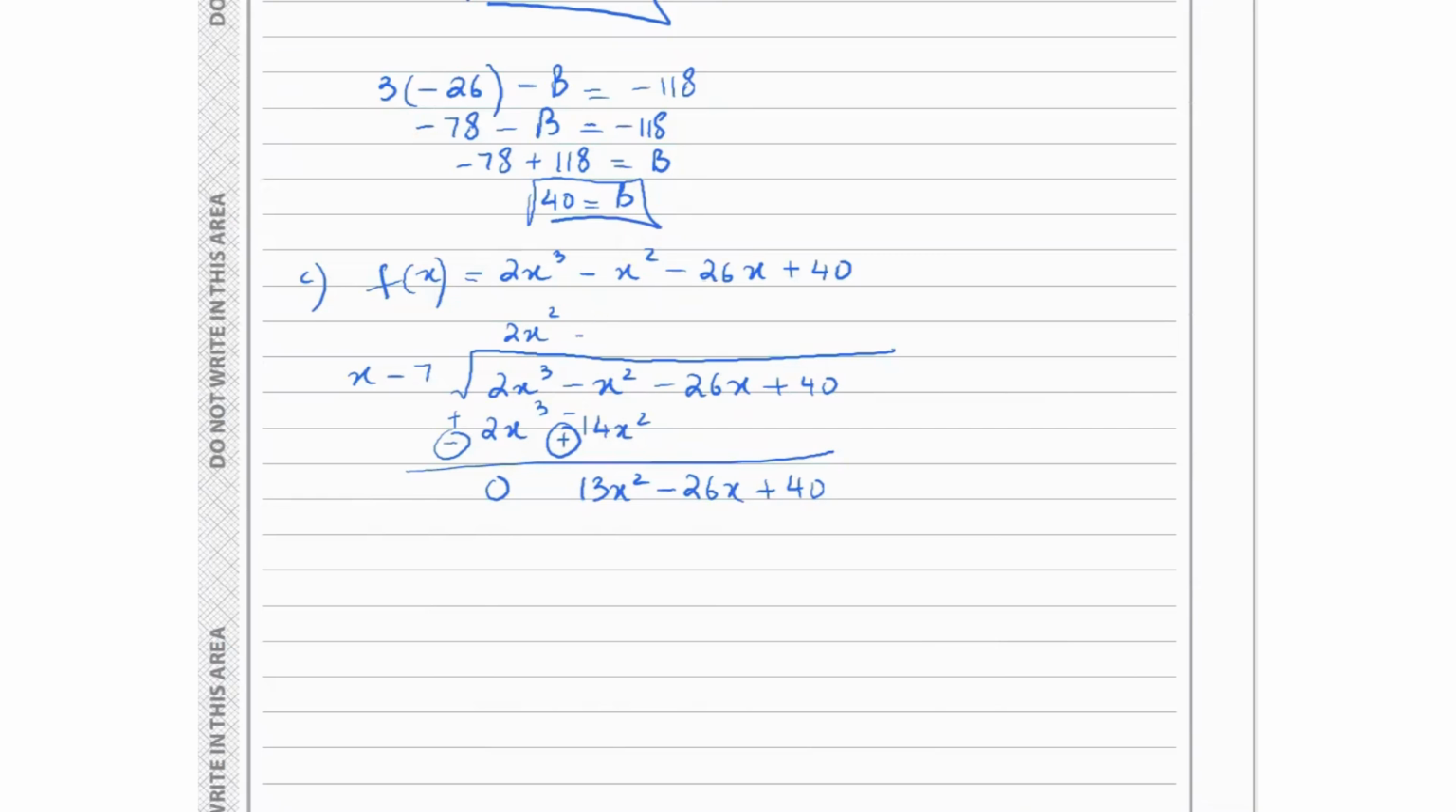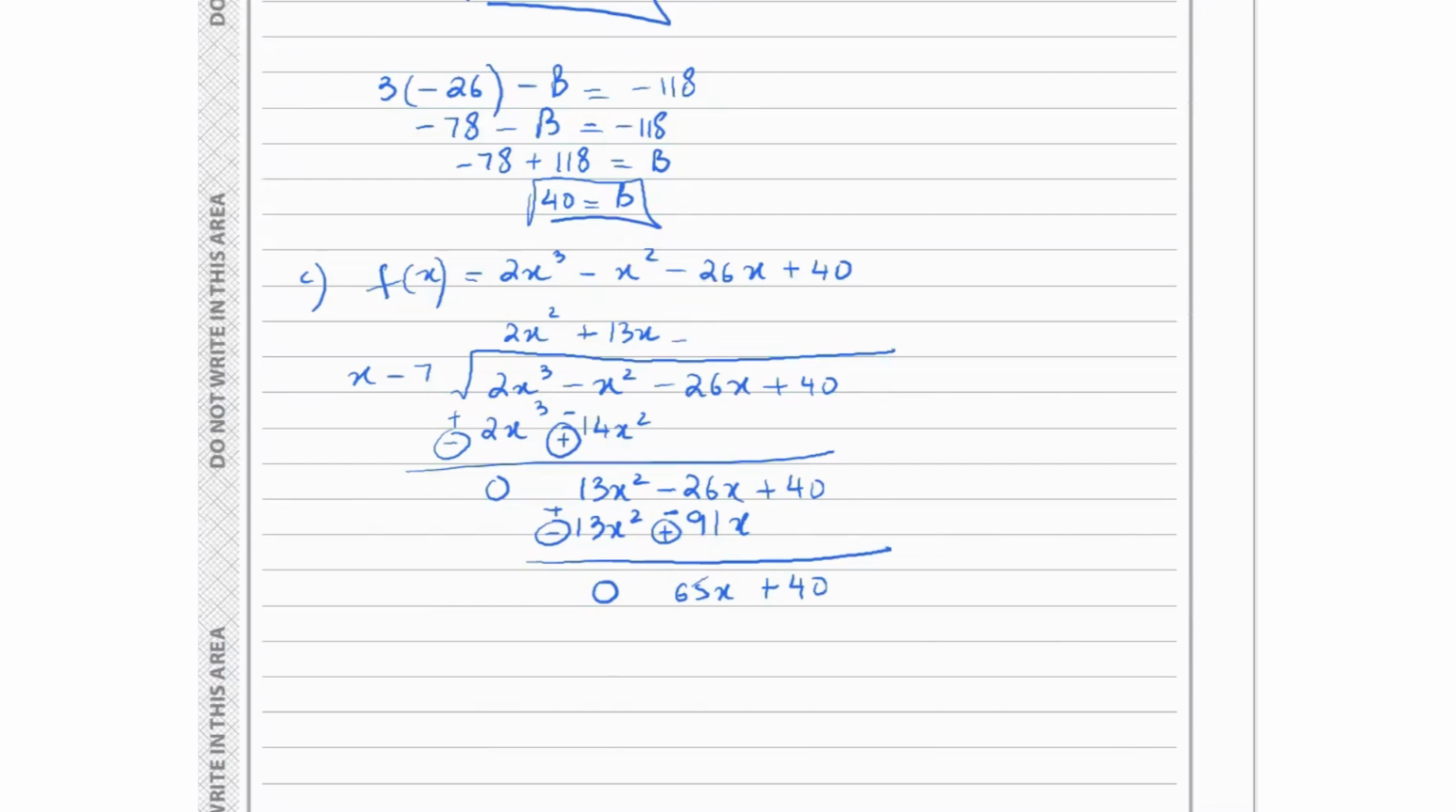Then we multiply plus 13x with x. That's going to be 13x squared. 13 times 7 is going to be 91, so 91x. It's positive originally, we change it to negative. This is negative originally, we change it to positive. That's 0. And 91 minus 26 is 65. So 65x plus 40 comes down as it is.